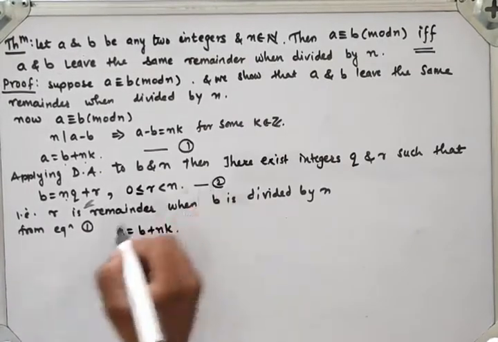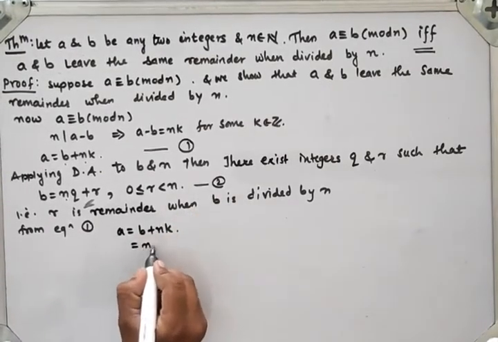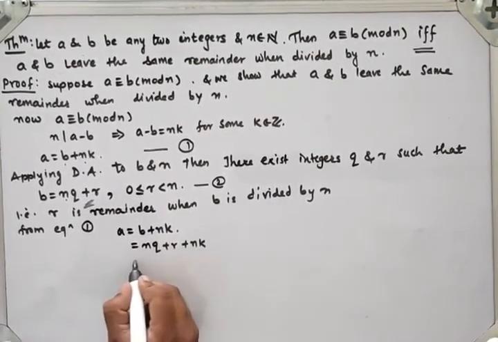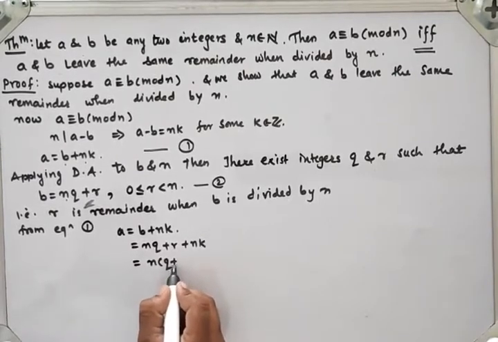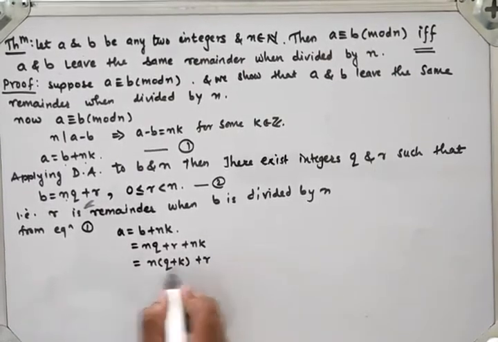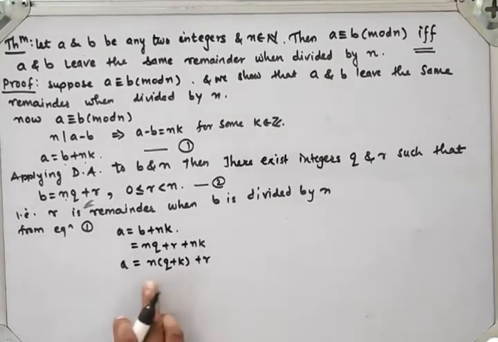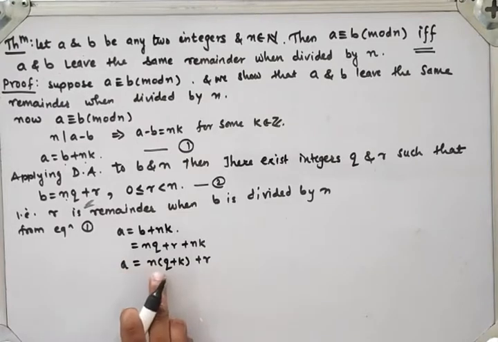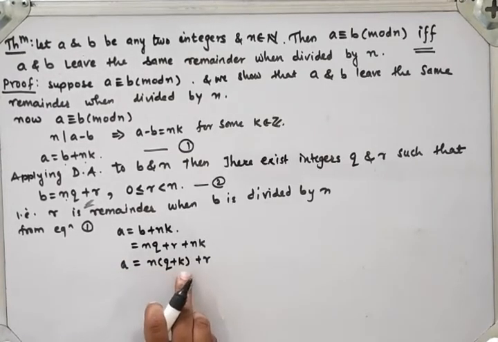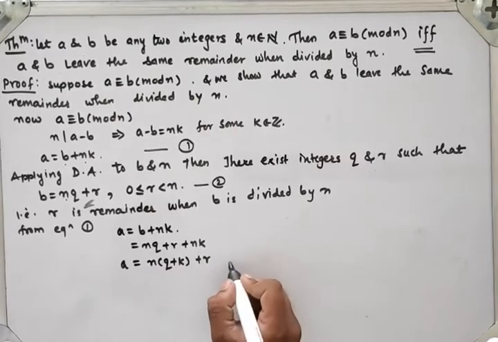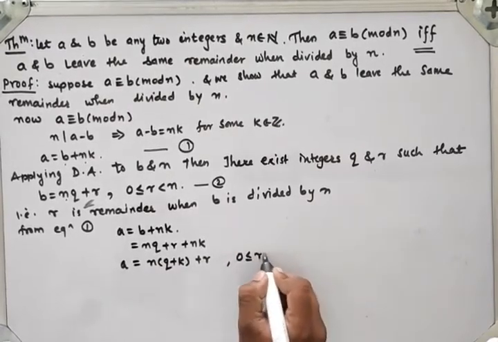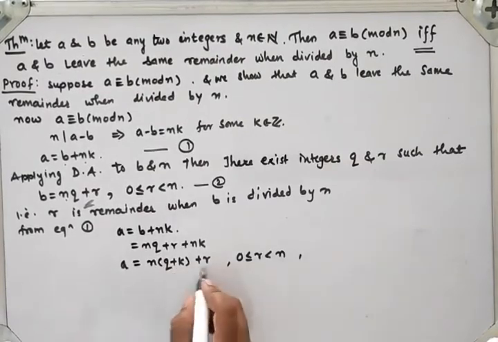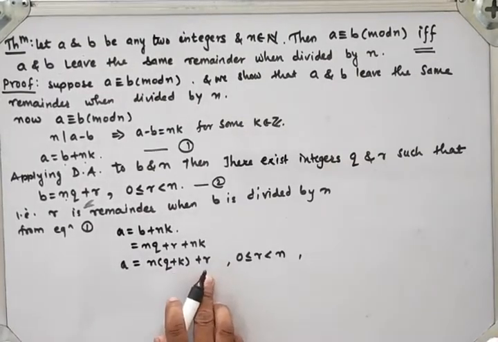Also the value of b, from equation 2, is b = nq + r. So a = nq + r + nk. I will take n as common: a = n(q + k) + r. Here again, this is the division algorithm between a and n: when we divide a by n, there exist a quotient q + k and r is the remainder. So the value of r satisfies 0 ≤ r < n, and here q, k and r are integers, right?